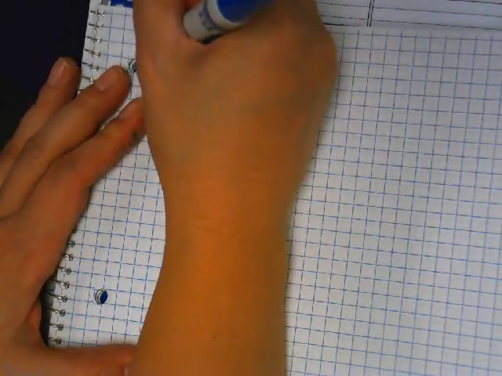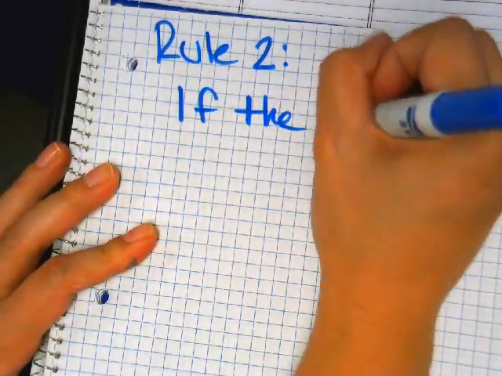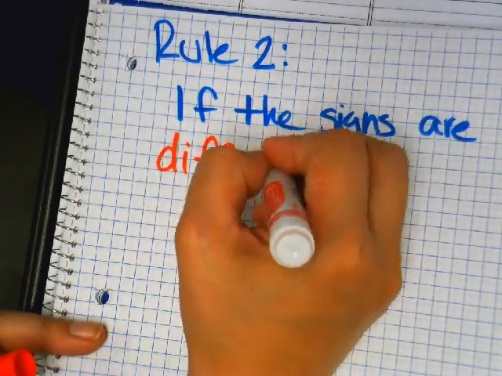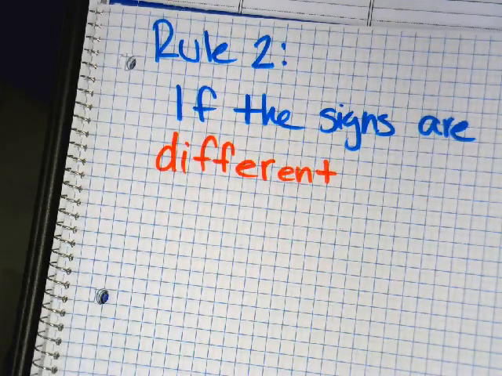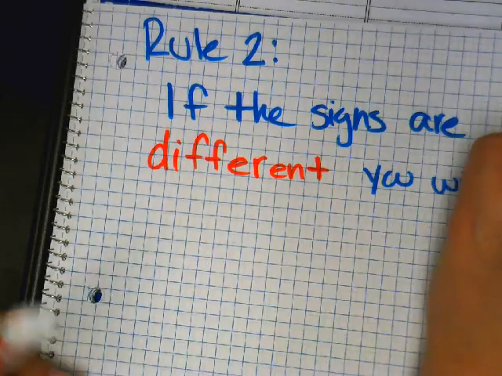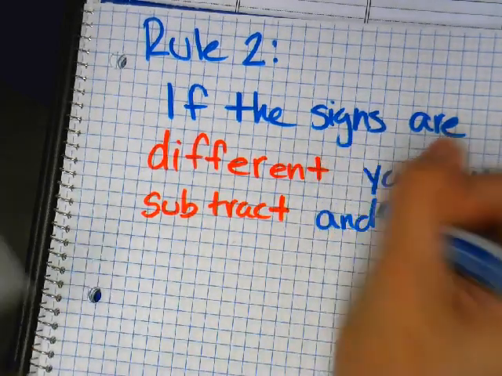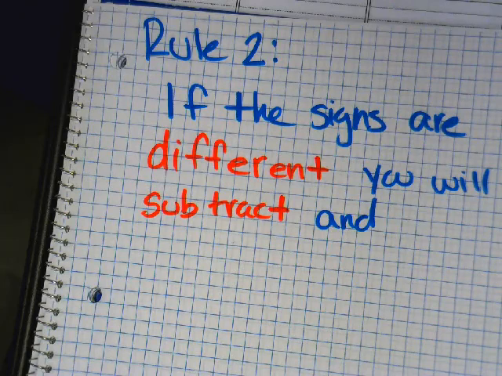Rule number 2. If the signs are different, you will subtract. Yes. Good. And what do I do with the sign? You keep the sign of the biggest number.